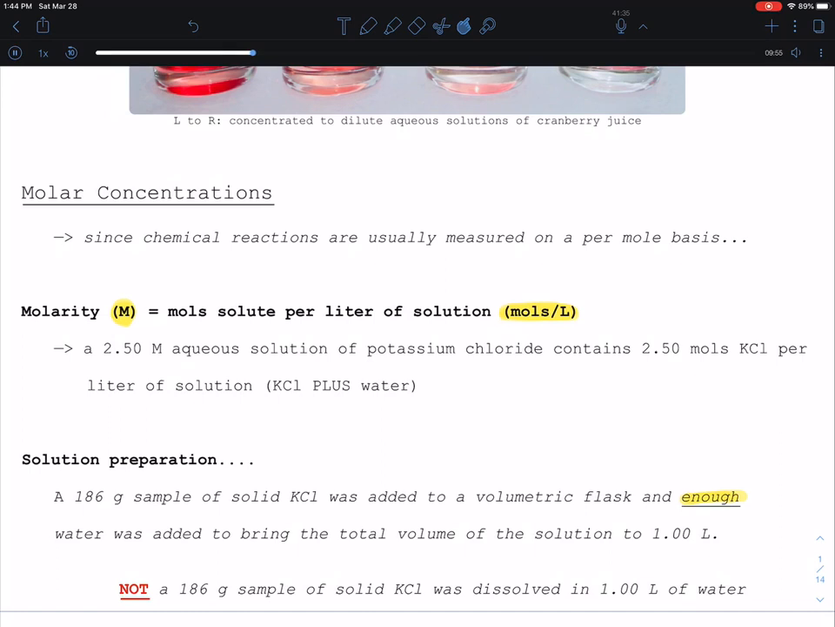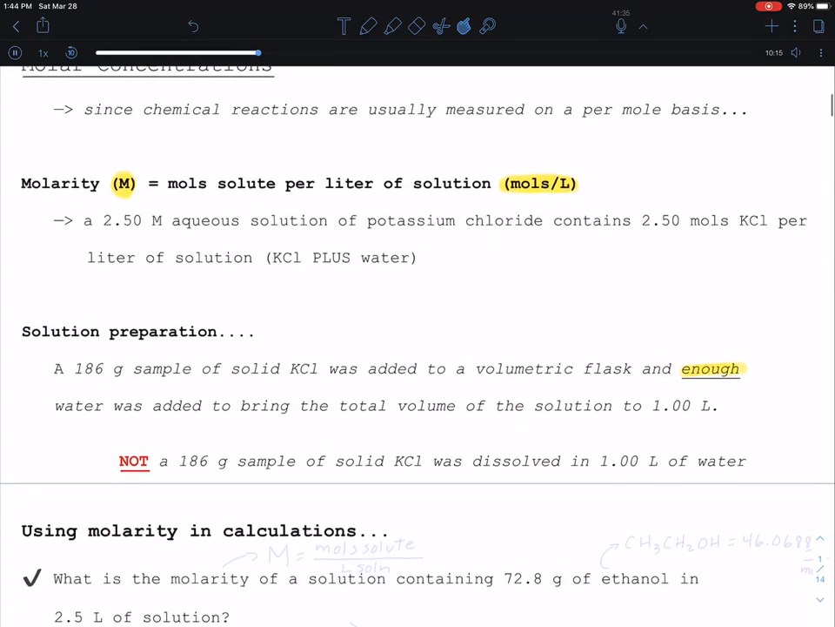It may not seem like a big deal, but the 186 gram sample of solid potassium chloride actually takes up some of the volume. So you are not adding a full liter of water. You're adding enough water such that your total sample is 1 liter. All right, so let's do a few calculations and see how this rolls out.